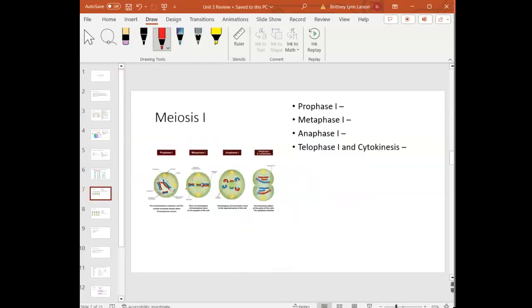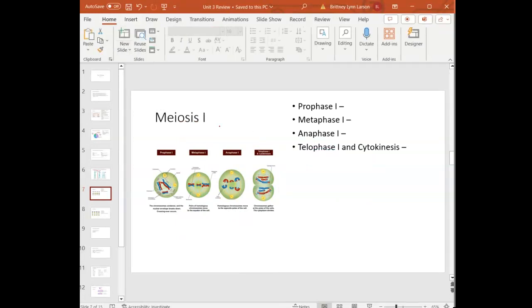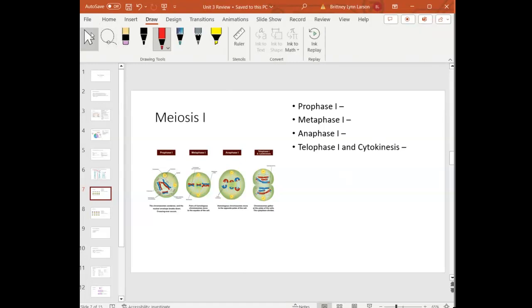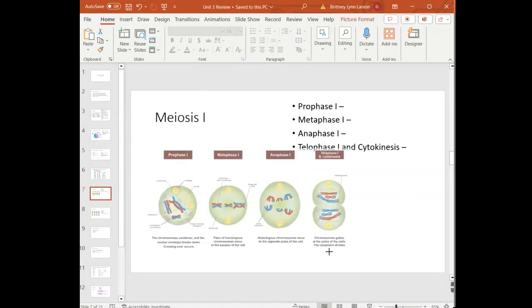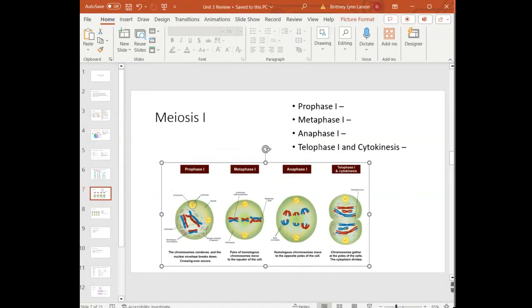I think the biggest questions with meiosis, though, is what happens that's different between meiosis 1 and meiosis 2. So one of the things I do want to point to would be some of the differences in these particular stages. Let's see if I can make this nice and big here.